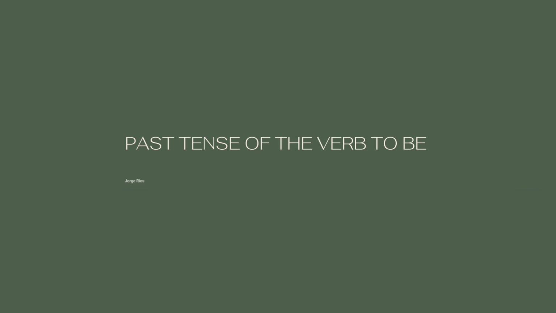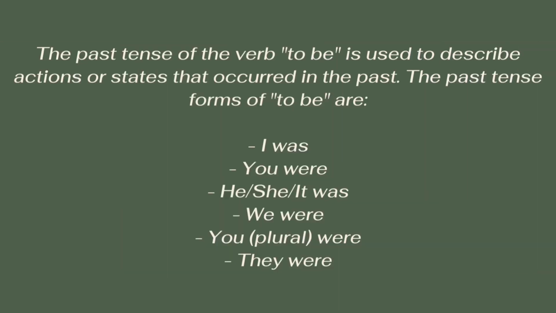Let's talk about the past tense of the verb to be. The past tense of the verb to be is used to describe an action or state that occurred in the past. The past tense forms of the verb to be are I was, you were, he was, she was, it was, we were, you were, and they were.